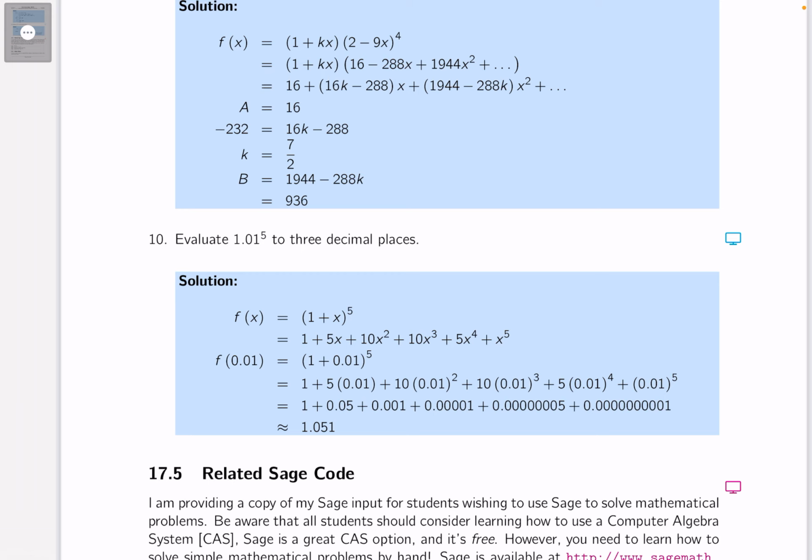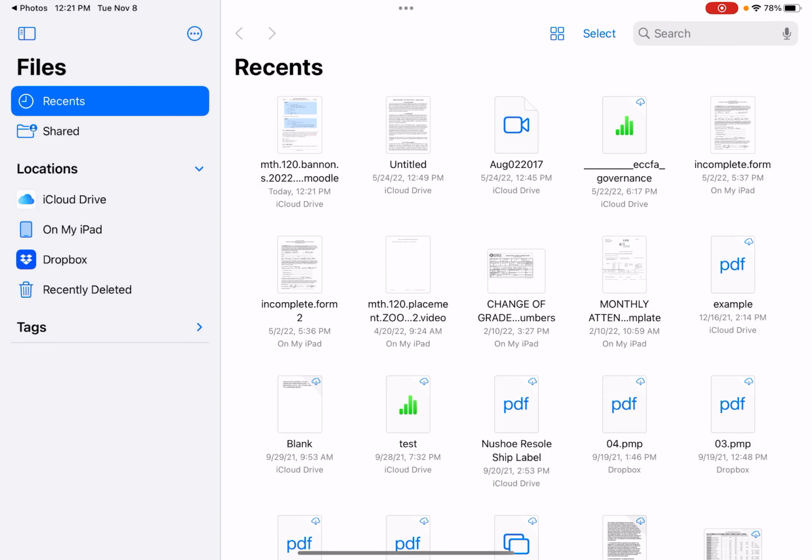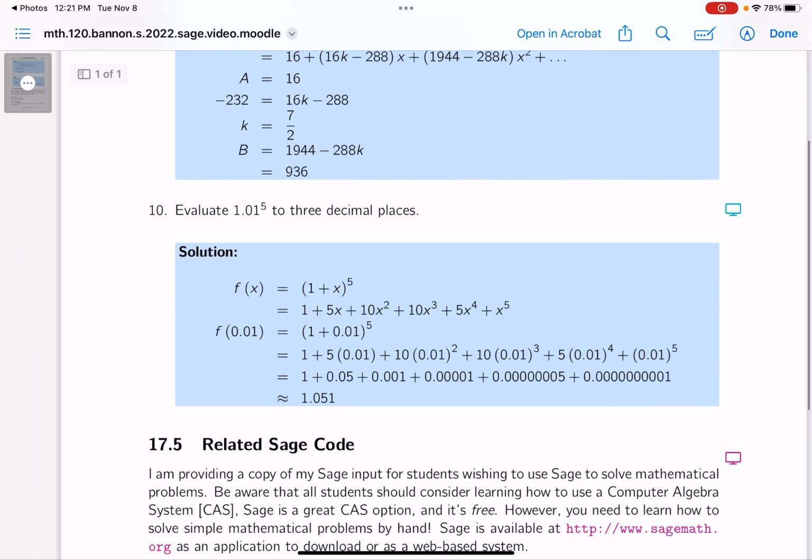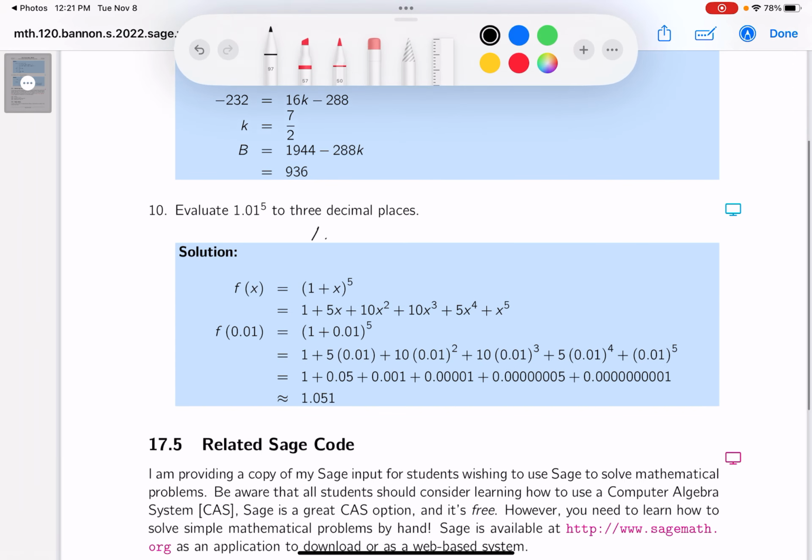Okay, I'd really hate to see someone do this on a calculator because the point of this is not to use a calculator. What are you given? You're given something over here. You're given 1.01 to the fifth power.